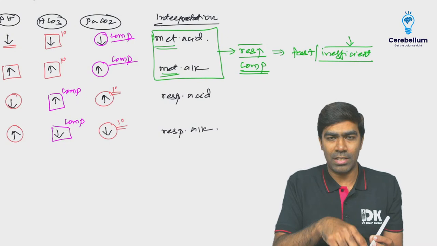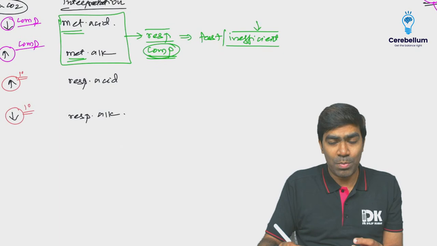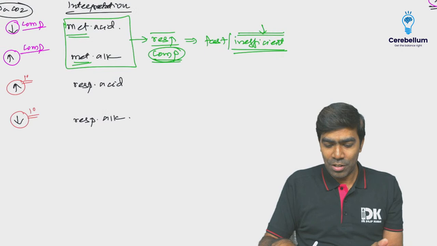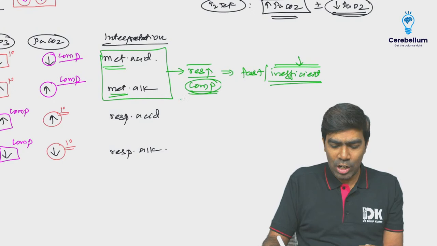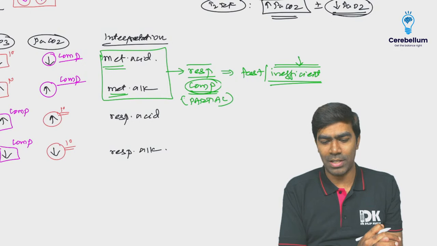change the pH, isn't it? The metabolic problems are changing the pH, but I don't want the change in the pH to occur. That is why my compensatory responses are occurring in the first place. So inefficient in the sense, the pH will never come back to normal. Which means, as a quick rule of thumb, respiratory compensations will always be partial. It can never be complete. You cannot bring the pH back to normal with the help of respiratory compensations.